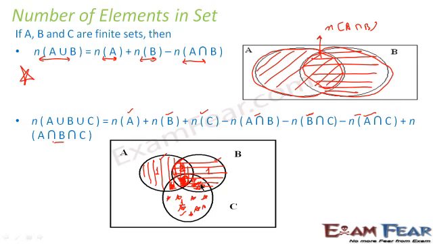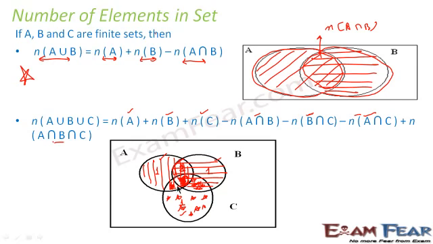We found that these three boxes were counted twice and this was counted thrice. So we subtracted these boxes. When you subtract this box, both ends are subtracted. When you subtract this box, both ends are subtracted. When you subtract this box, both ends are subtracted.